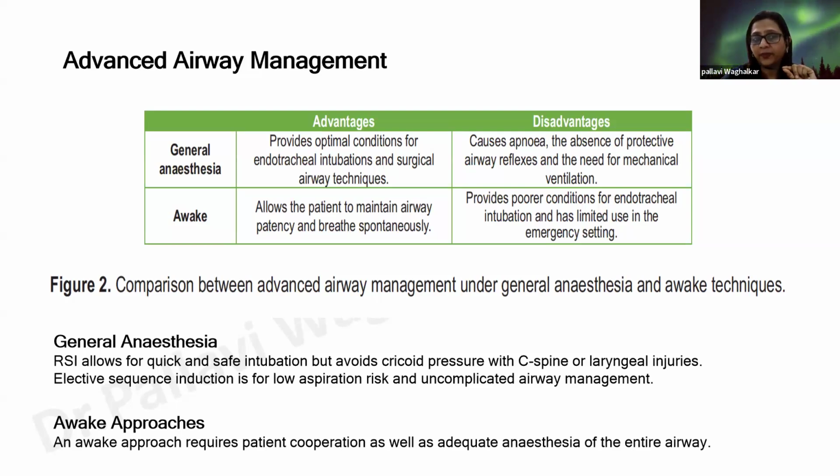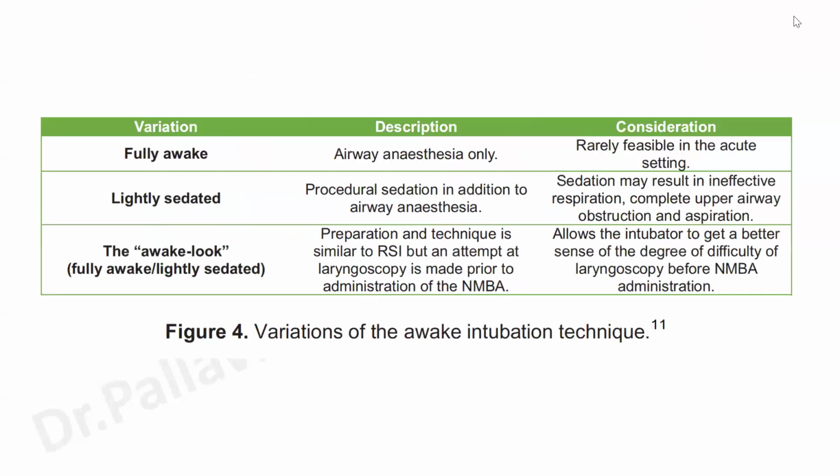So GA, generally RSI, allows quick safe intubation, but the required cricoid pressure might need caution in cases of C-spine or laryngeal injuries. Elective sequence intubation in low aspiration risk or uncomplicated airway management can be done. Awake approaches require patient cooperation and also adequate anesthesia of the entire airway.